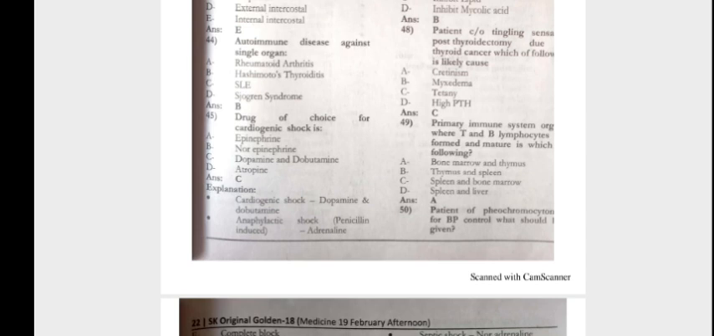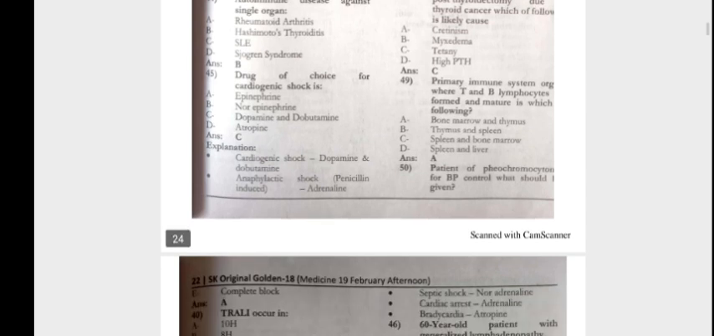Primary immune system organs where T and B lymphocytes form and mature, in which of the following? That is the bone marrow and the thymus.